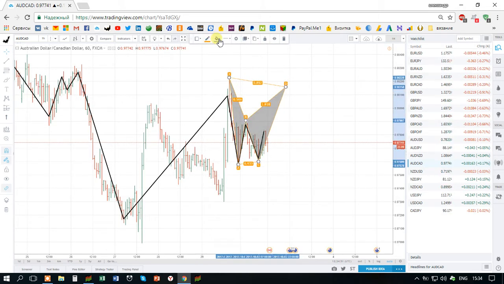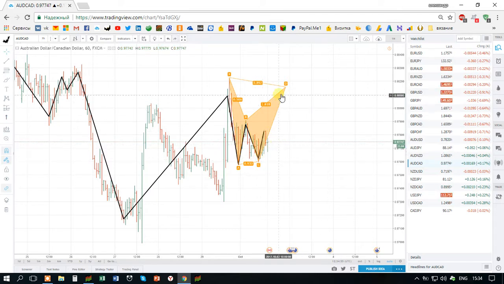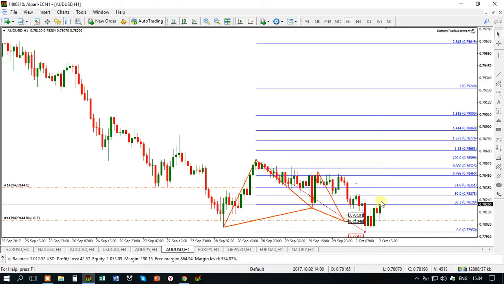Come on, it should be this. Okay, a potential bad pattern if it moves higher. Aussie Canadian, a new trading opportunity. You see, it closed the first half and moved the rest to break even automatically. I've been looking at some trades, and now I have the second half of this position.